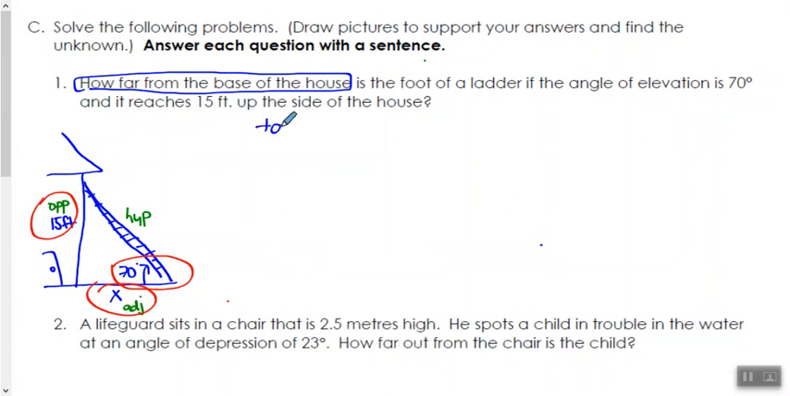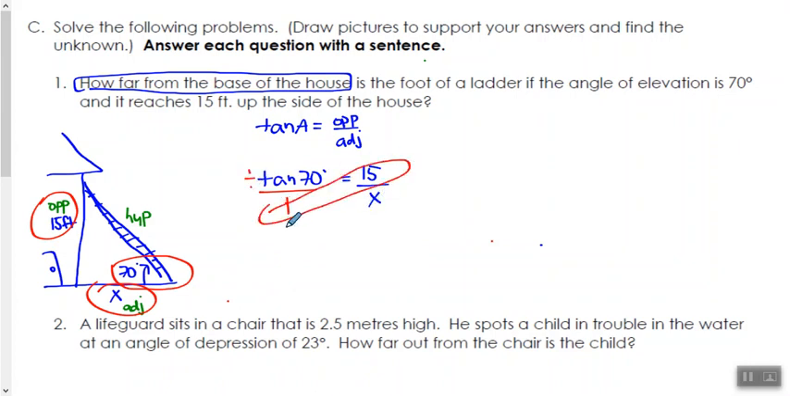So writing our ratio, tan of our angle is going to be opposite divided by adjacent. So tan of 70 degrees equals opposite, which is 15 feet. So 15 divided by adjacent, which is x. Let's rewrite as a proportion. So here's what I'm solving for. I'll be dividing by tan 70, multiplying the other two together.